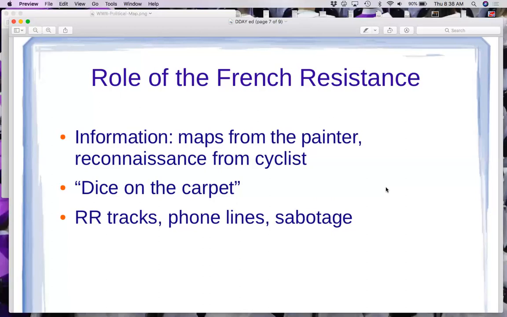And they knew the resistance had been told, as soon as you hear dice on the carpet said on a BBC broadcast, a British broadcast, you know that the next day is D-Day, and go out and start sabotaging any communication lines, any transportation ways, motorways, bridges, railroad tracks, phone lines, telegraph wires, anything that you can, so that the Germans won't be able to communicate with each other and let them know that the invasion is happening. So that's all done as a precursor to D-Day itself.